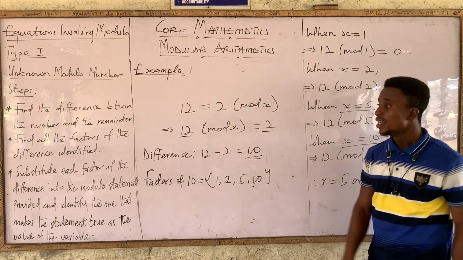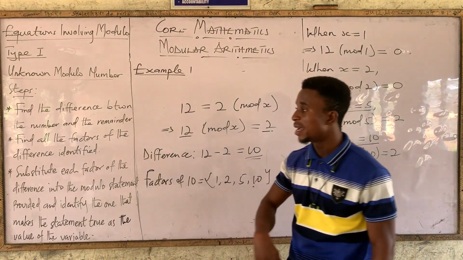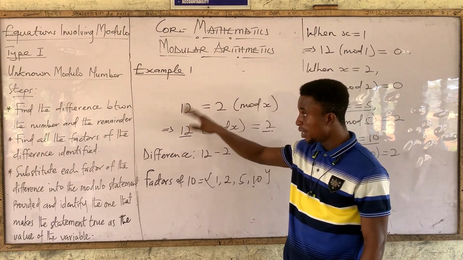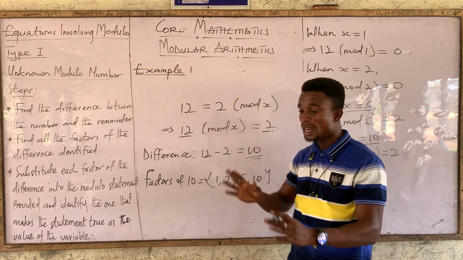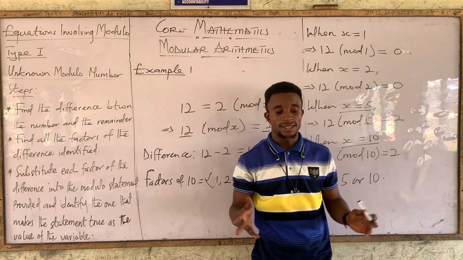So shall we start? The first step is to find the difference between the number and the remainder. Then the second step is saying find all the factors. So we will be reading, then we use it to do it one after the other. Are we getting that? So I think that is that.